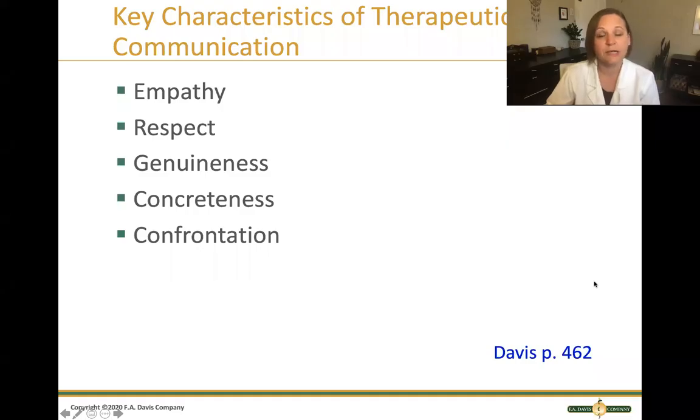So some key characteristics of therapeutic communication are empathy, really understanding where a patient's coming from, providing respect, being genuine. Patients can see right through us if we're fakers, but genuine care and concern for a patient is very evident to them. Being very specific and concrete in what you're doing with them. And being willing to confront the patient if you don't think that they're being forthcoming with you, or you're misunderstanding or not quite understanding where they're coming from. So confronting them and asking to make sure that you can get on the same page.